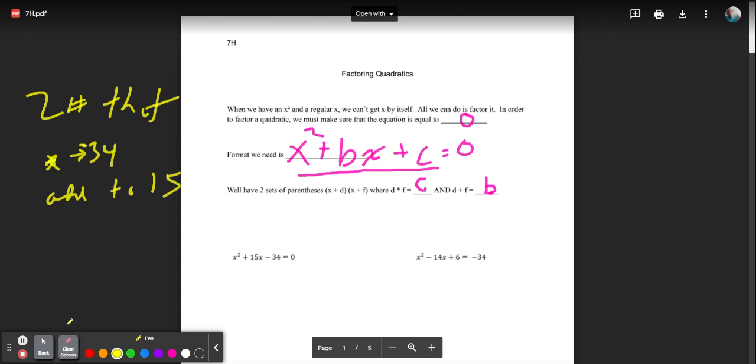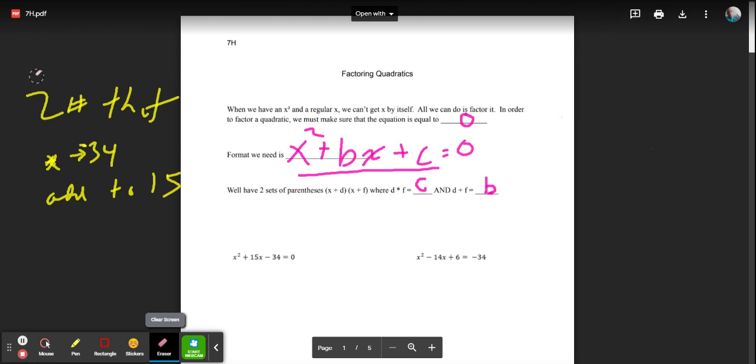Now, the easiest way to do this is let's make a chart of all the terms that multiply to negative 34, because it's easier to find number pairs that multiply to a number than that will add to a number, because with adding, there's an infinite number of terms that could come together to add to 15.